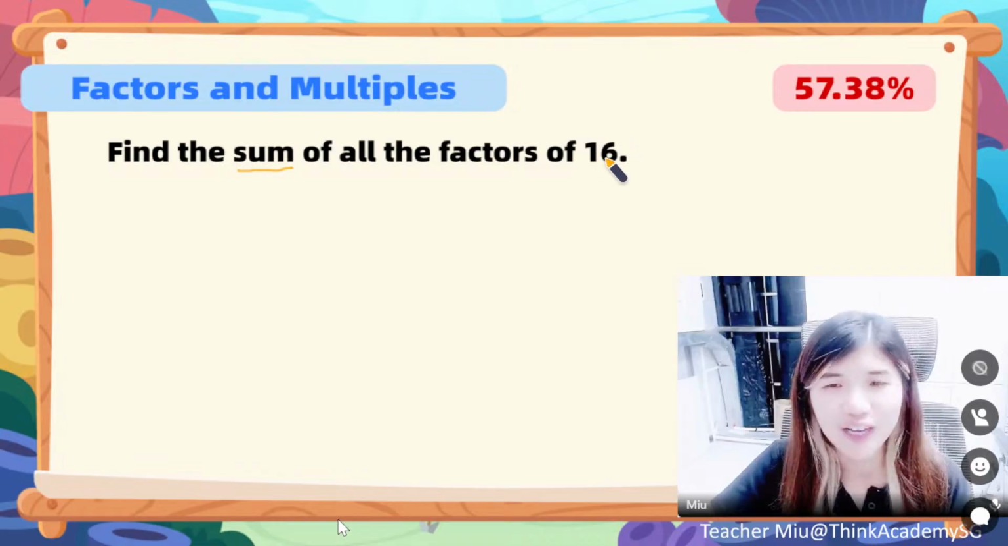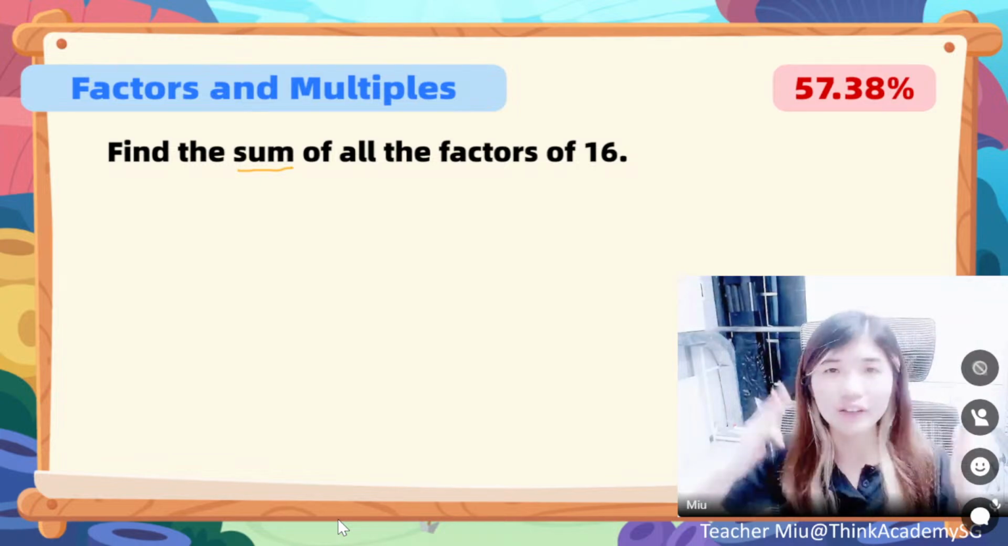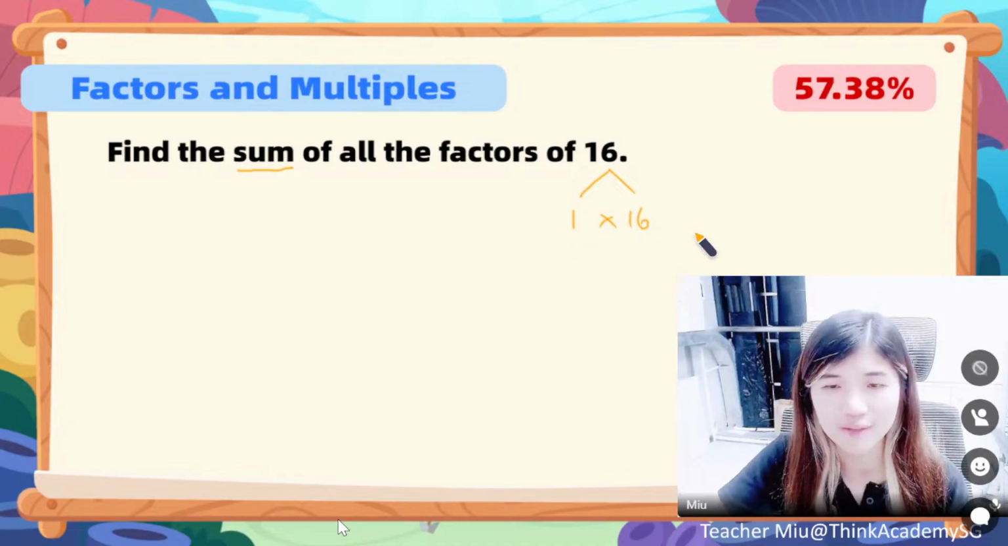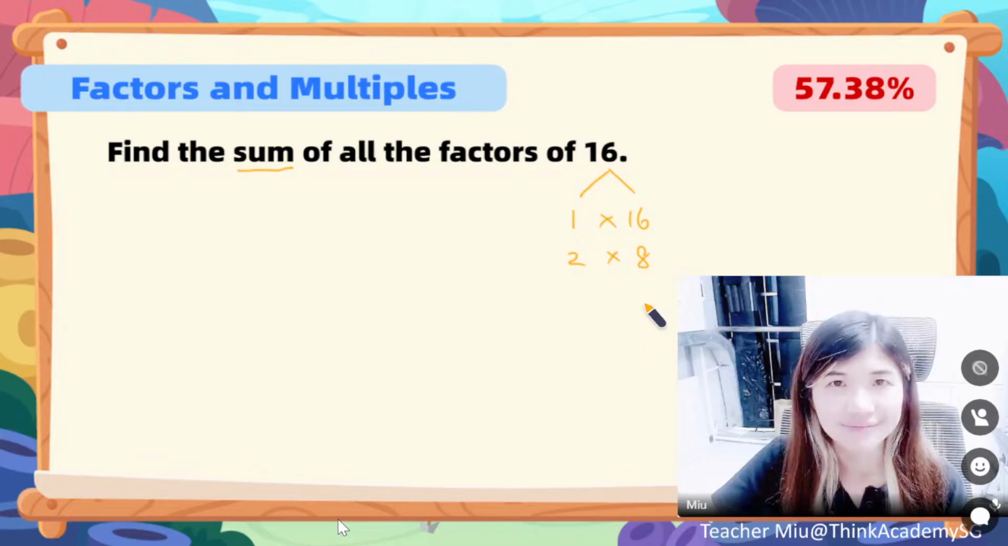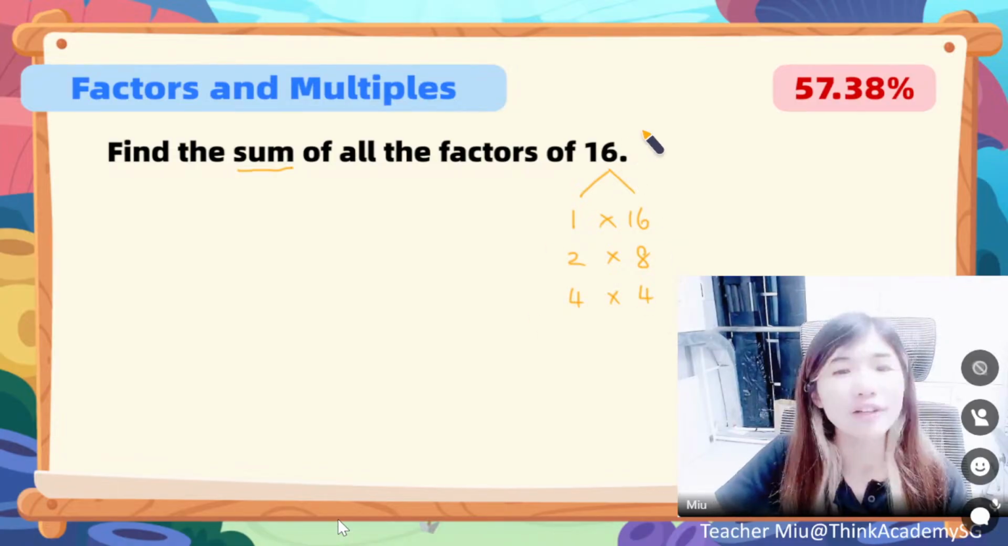Actually, to find all the factors of 16, that's a very easy one. Right? Just do remember, Mu said, how do we find the factors? We just start from 1 times 16. All right, this is the first pair of the factors. Then we go to 2 times 8. Then is it possible to go to 3 times something? No way. Then we go to 4 times 4. So that's how we find all the factors of 16.